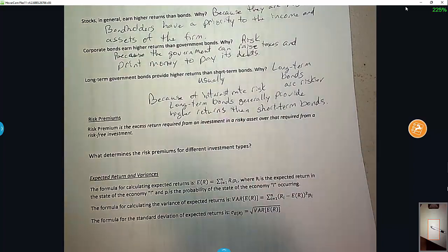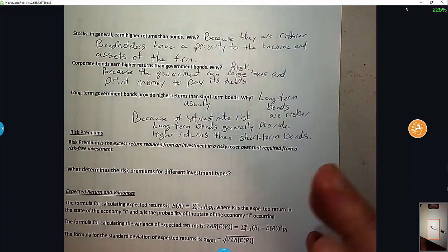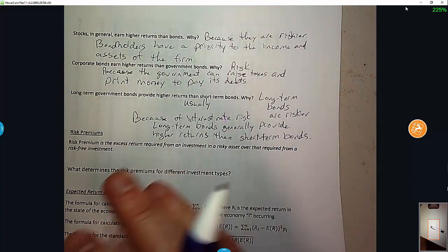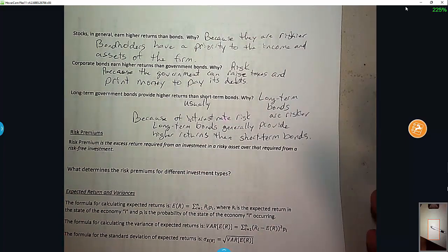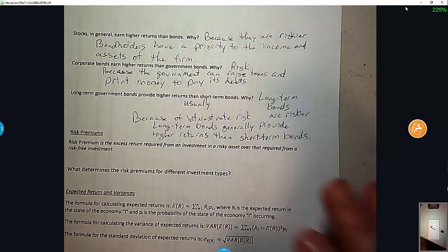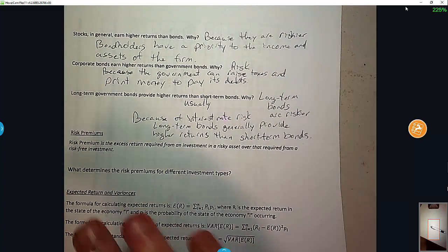So overall, we've gone through 4 different types of investments and compared 2 types of investments: large stocks and small stocks, stocks and bonds, corporate bonds and government bonds, long-term government bonds to short-term government bonds. The returns earned by different investments are based on the level of risk of that investment. And I should say that is over the long-term period.